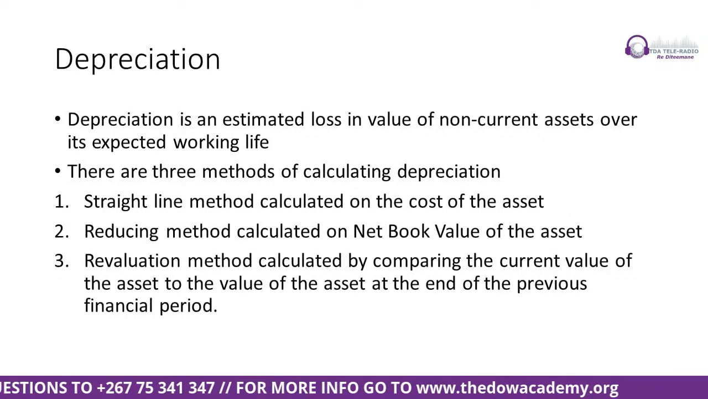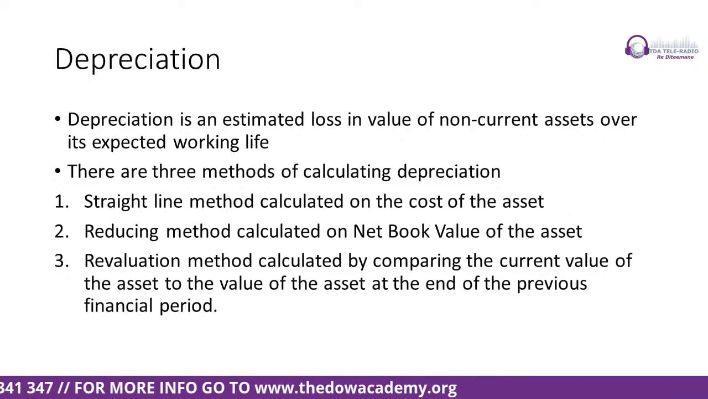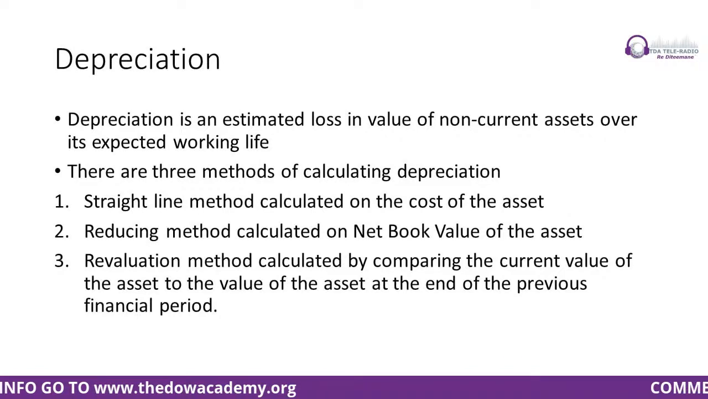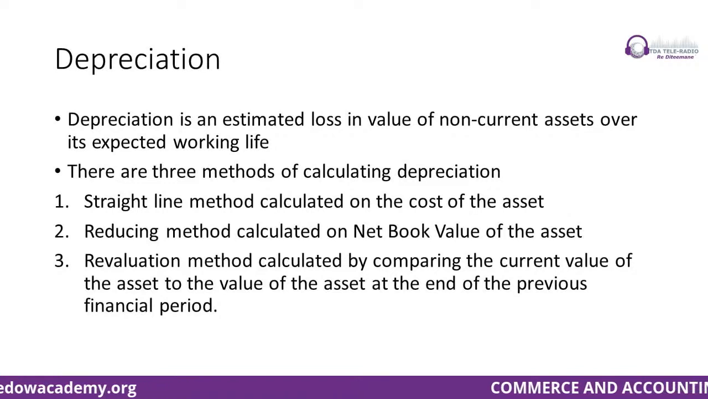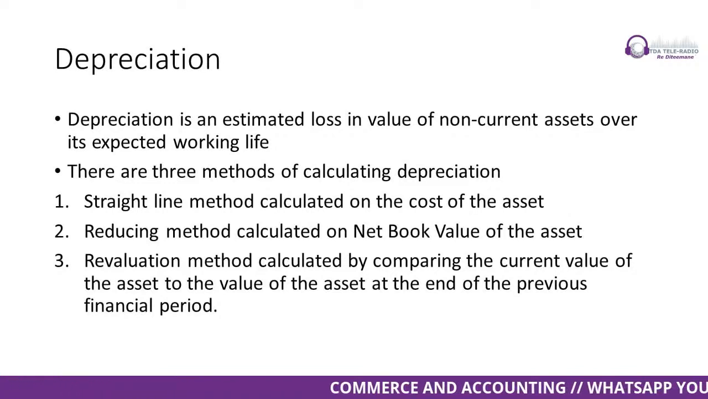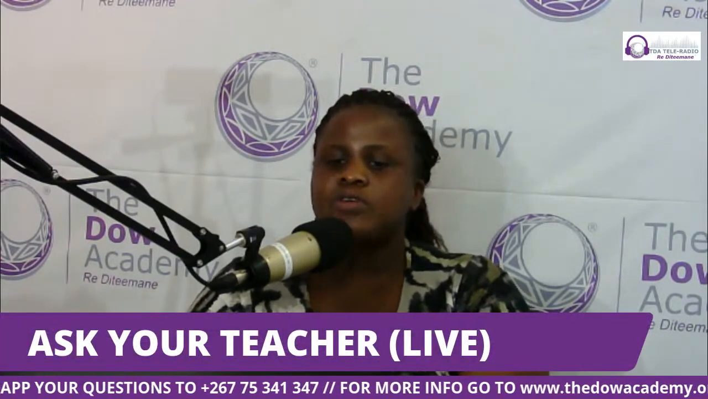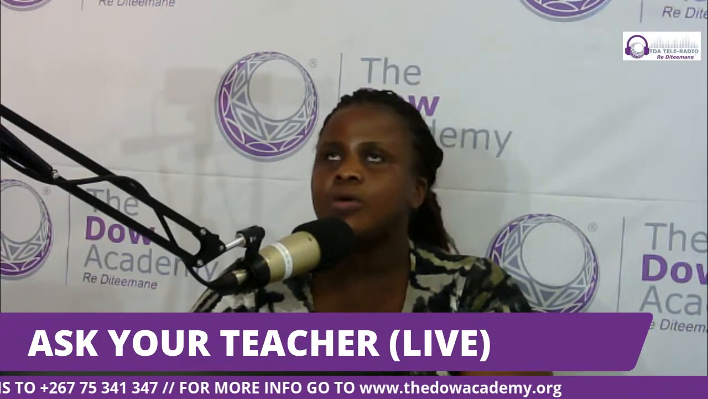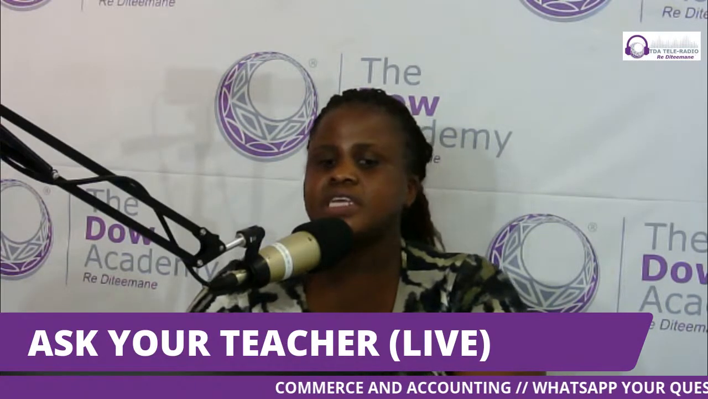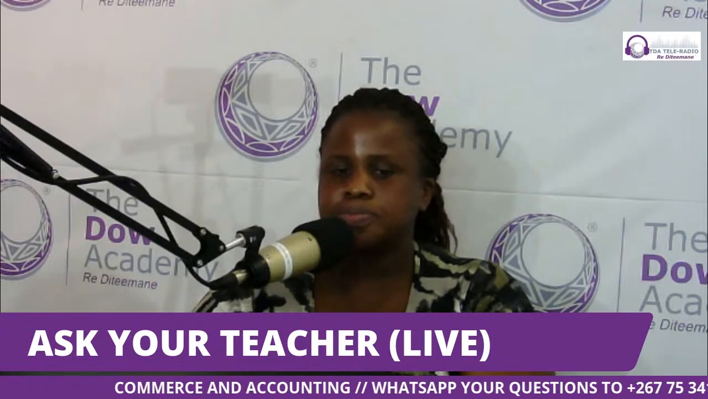And then the last method is the revaluation method. What you do with the revaluation method is simply compare the current value of the asset with the previous value of the asset. For example, I'll give you an example of my phone. I bought my phone for 1,200 in 2019. I still have the same phone, but I don't think that phone is still worth 1,200. It is now maybe worth 800. So it means the phone has lost value of 400. So the 400 is the depreciation. That is the revaluation method.